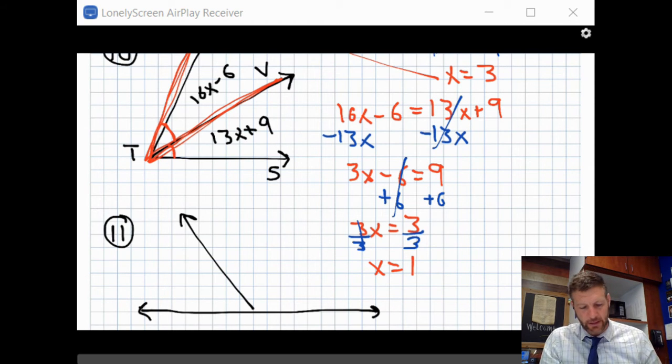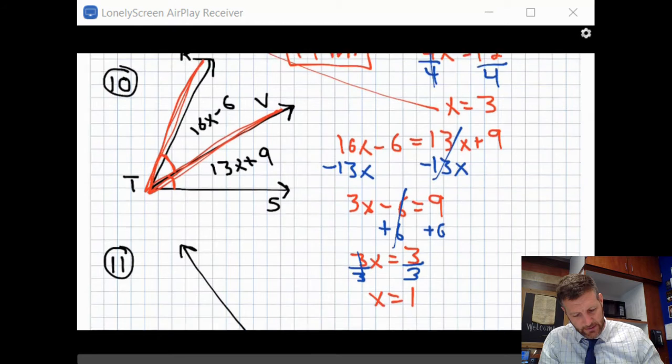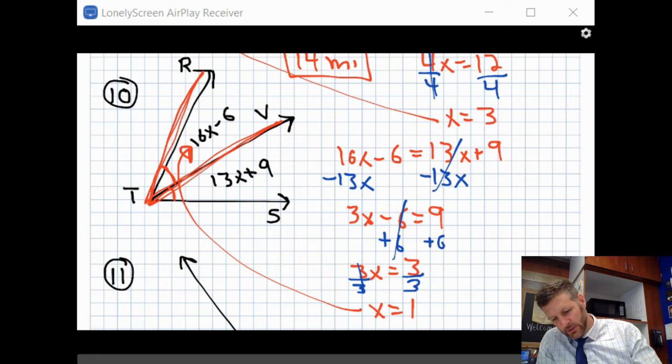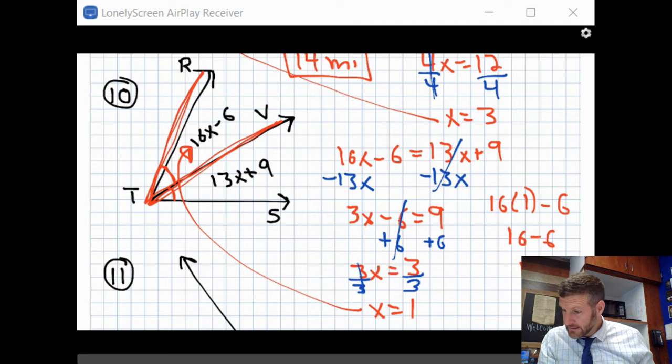Alrighty, x is equal to 1. Don't pick that. We got to plug it in. If we remember, we're trying to find RTV. So this should be going in right here. So I'll do that right here. 16 times 1 minus 6. That's just simply 16 minus 6, which is just 10.